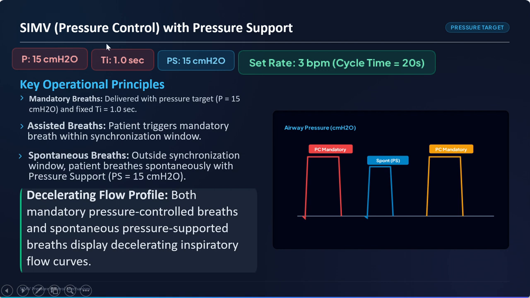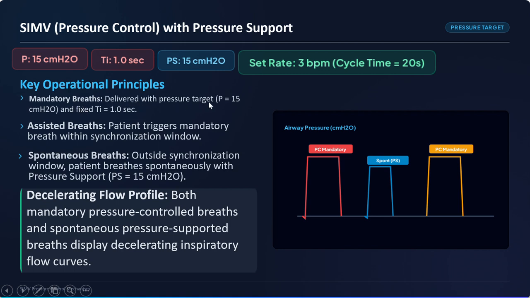In SIMV, pressure control with pressure support, the same 3 windows. But here you set pressure control 15 centimeters of water and pressure support 15 centimeters of water. Inspiratory time is the same, 1 second. And the set rate is 3 cycles, 3 breaths per minute. Every cycle will be initiated after 20 seconds.